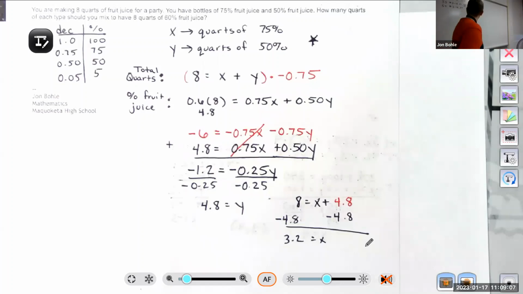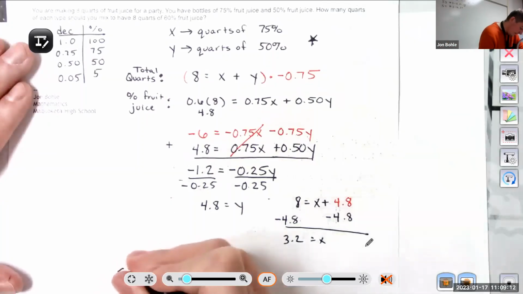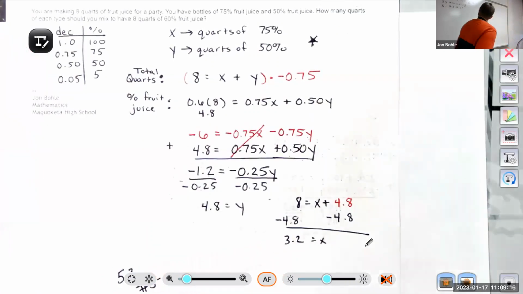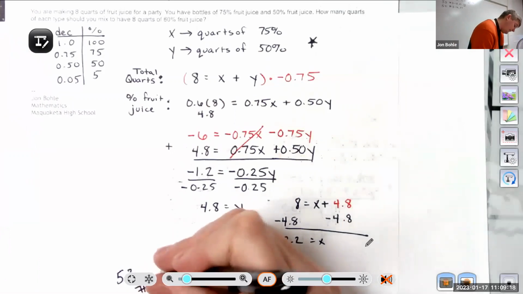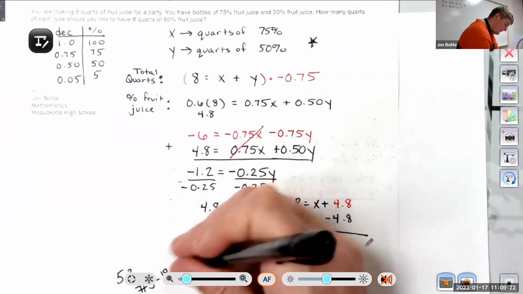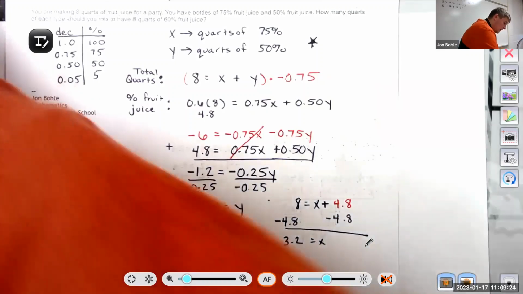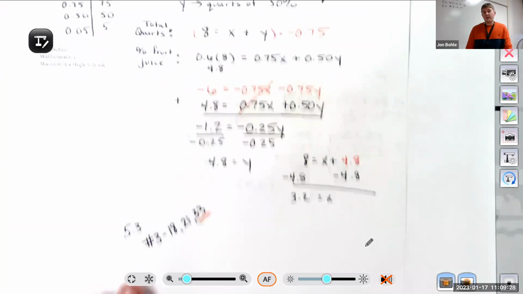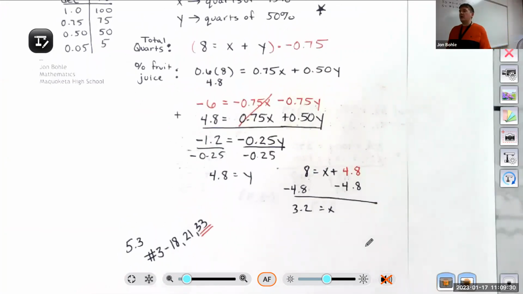Here are your practice problems for the day. Number 3 through 18, 21, and 33. Number 33 for sure needs to be done by you. It's a word problem just like what we did. Use this as a guide.